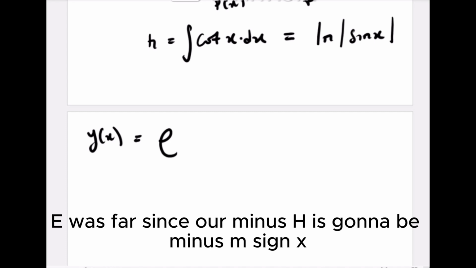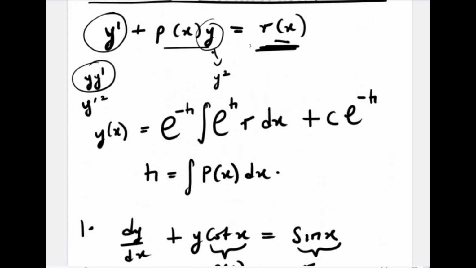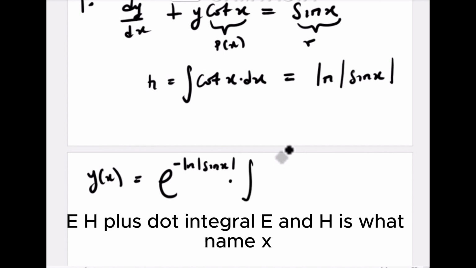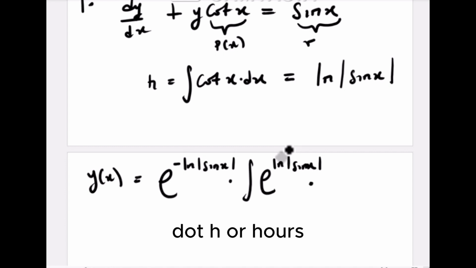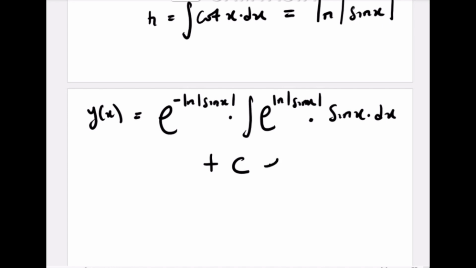e raised to the power, since minus h is minus sin x, times the integral of e to the h, which is e to the sin x, times r, which is sin x, dx plus c.